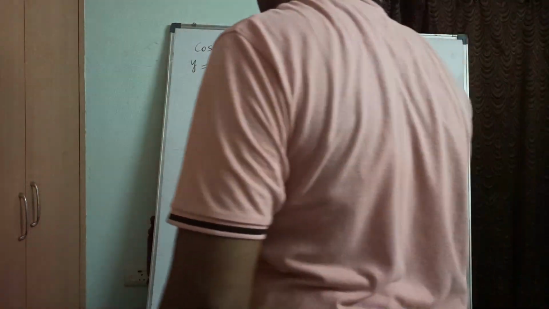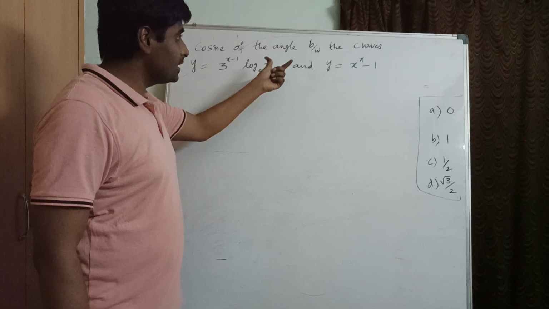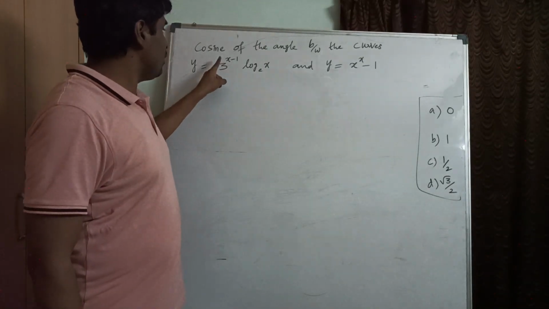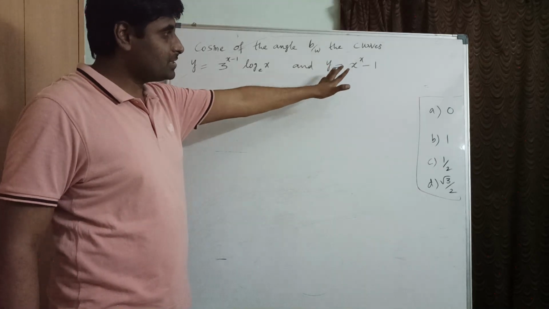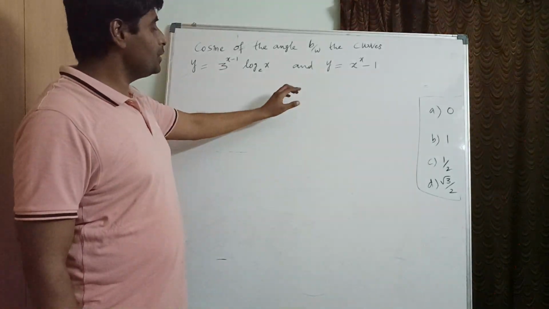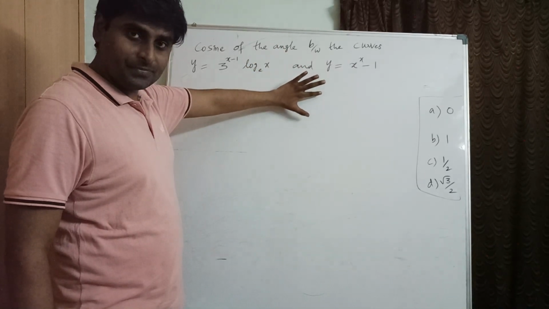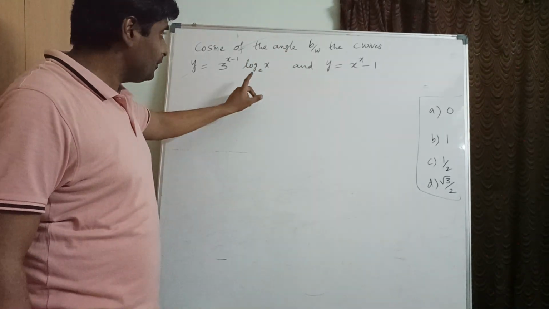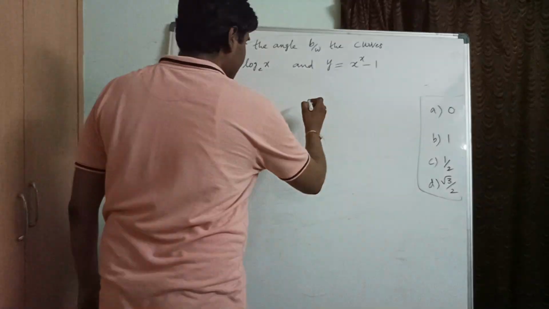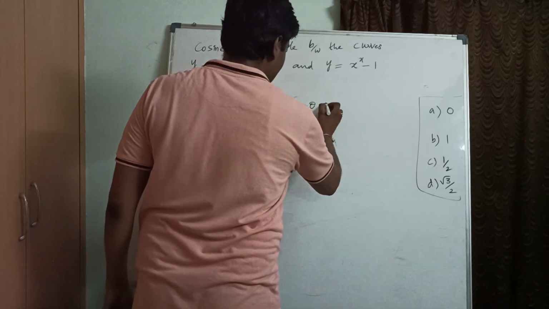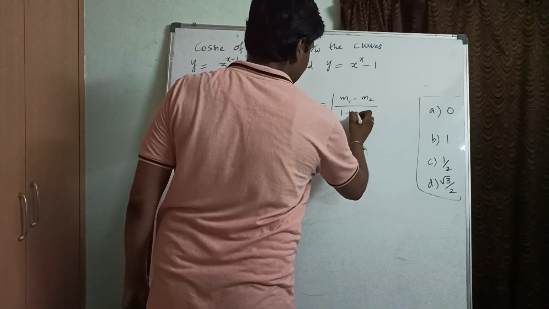Now let us see this question. It's very easy. Cosine of the angle between the curves y equals 3 power x minus 1 into log x, and y equals x power x minus 1. So we are going to find the angle between these two curves. What is the formula for finding the angle between two curves? Tan theta equals modulus of m1 minus m2 by 1 plus m1 m2. Correct or not?